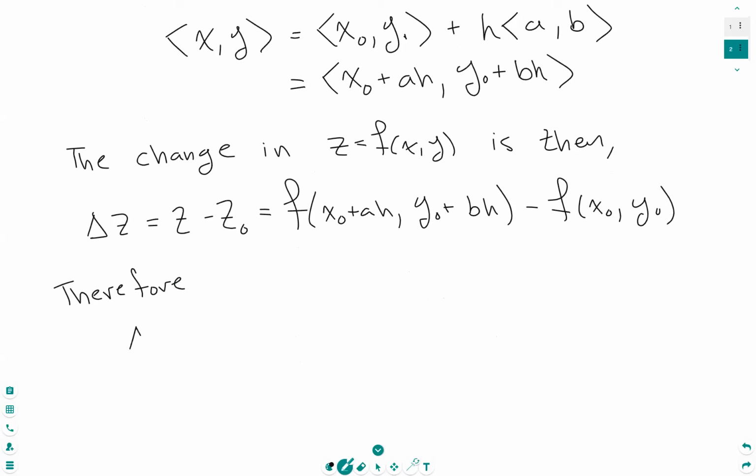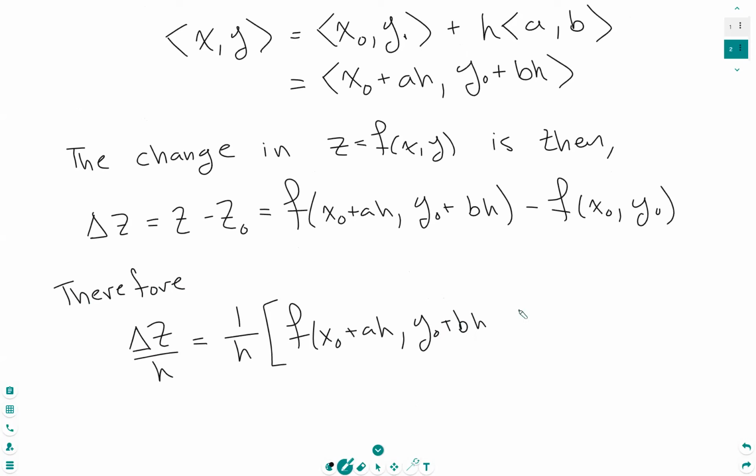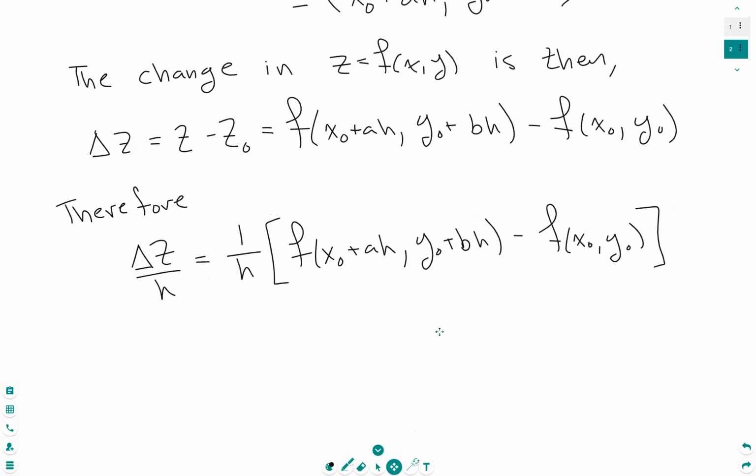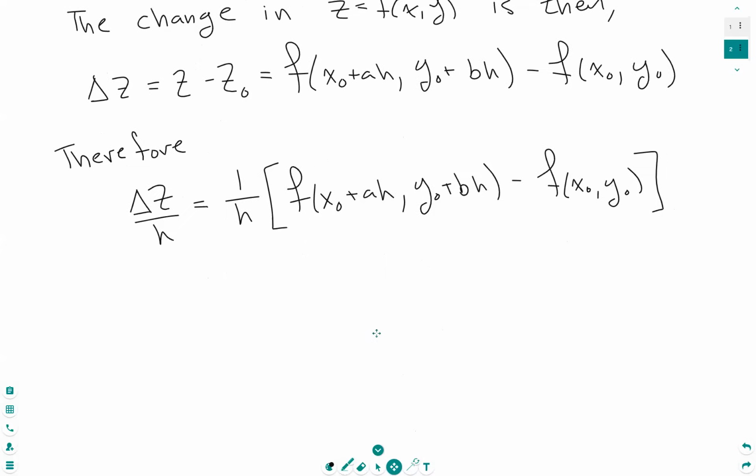Therefore, if I have the change in z over how far I go, I can write this as 1 over h times my function at my new x and y location minus f at the old location. But as we let h go to 0, we're moving an infinitesimally small amount in the u direction. This is setting up the limit definition for moving in the unit vector's direction.